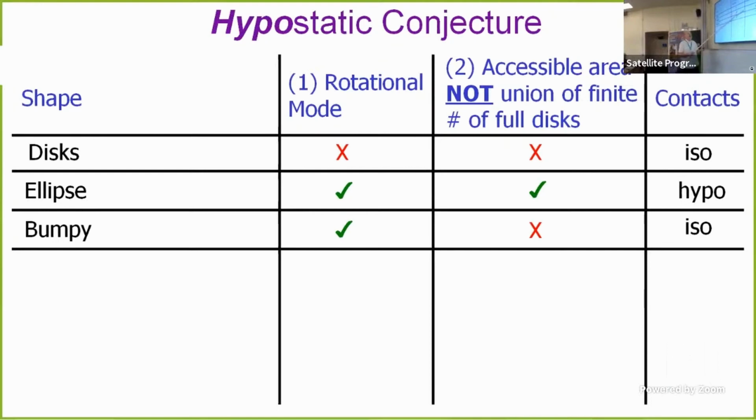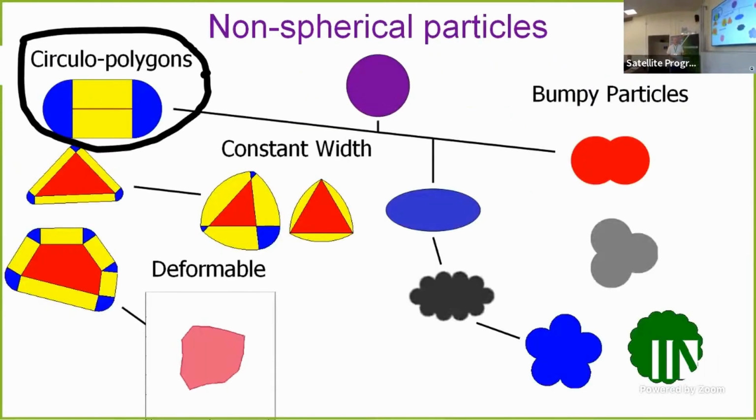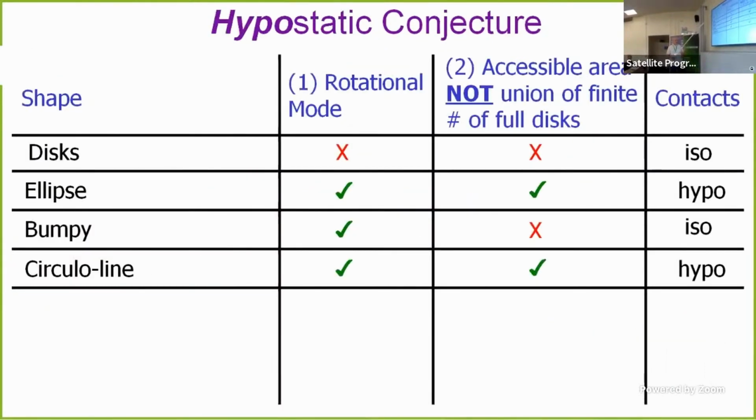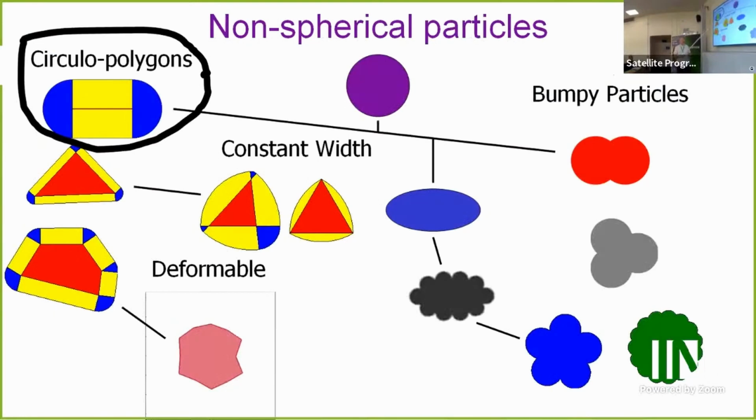So how could we get something that was check here, but not check here? We could, oh, sorry, I'll do that in a minute. Let's now go to circular lines.